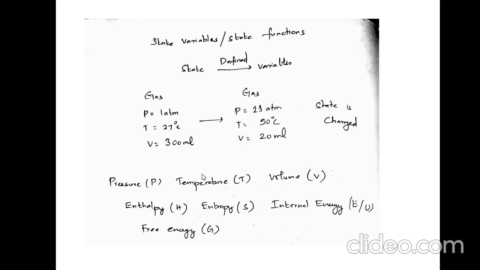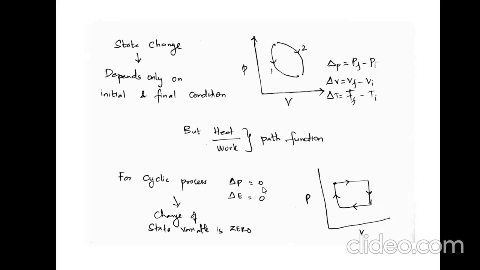So all the variables which are changing the state are called state variables. Pressure, volume, temperature are state variables, right? So when you change these, the state will definitely change. So these things are called state variables or state functions, right? This state change only depends upon the initial and final condition, right?